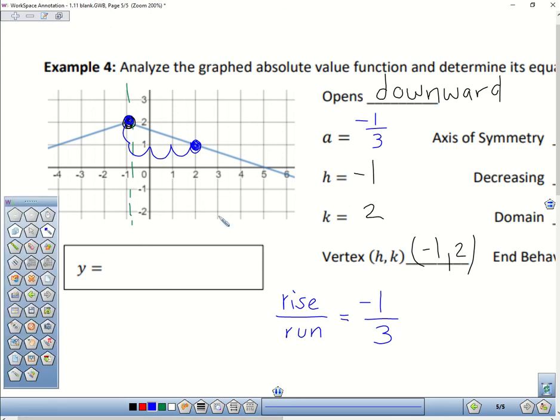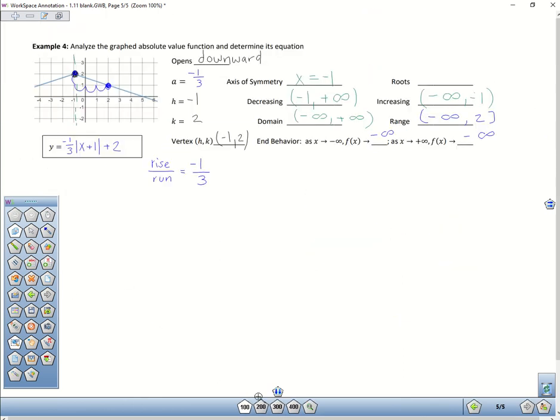So now that I have that information, I now know the equation of my absolute value function, and it's negative 1/3 absolute value of x plus 1 plus 2. Does everybody understand how I got that? Remember, for the h value, you always have to change its sign in the formula. Now that we have that information, I want to show you, a blast from the past of last week, how I can find the roots of this.